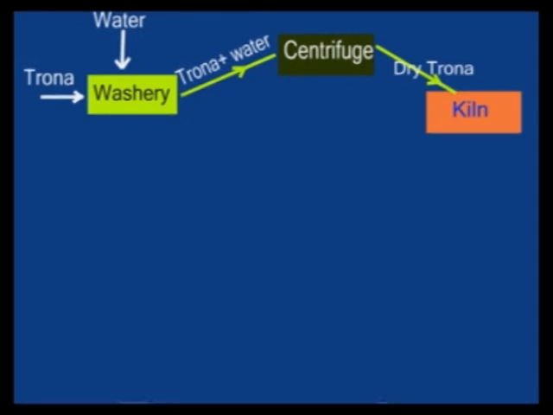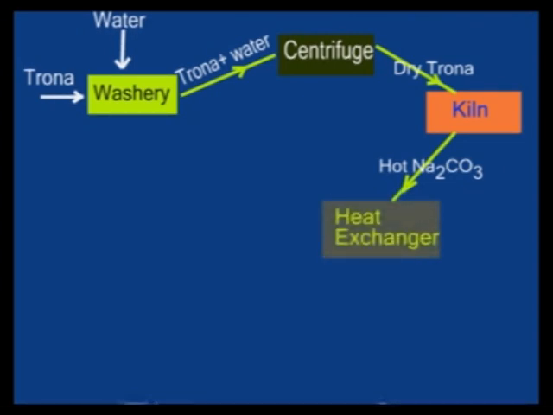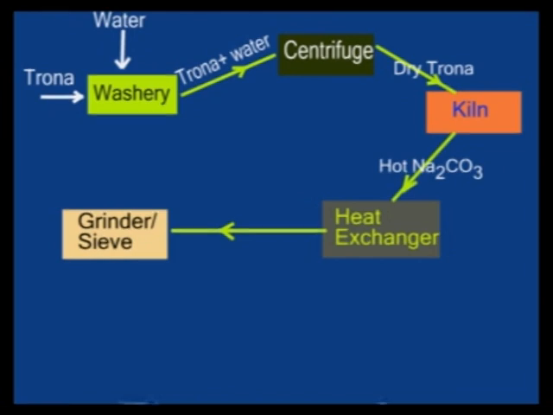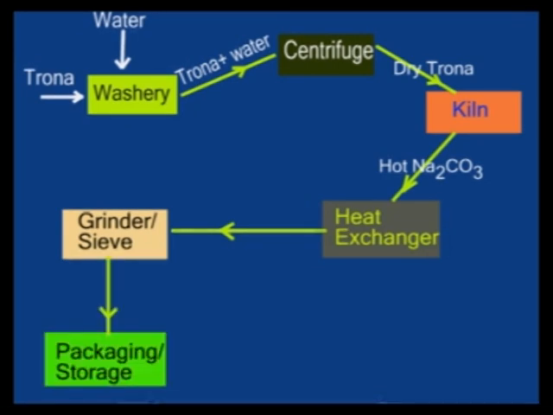Now the kiln heats the dry trona to 300 degrees Celsius. So the sodium hydrogen carbonate decomposes and what comes out is sodium carbonate. The sodium carbonate is taken to a heat exchanger where it is cooled. Now once it is cool, the sodium carbonate is taken to a grinder where it is ground into powder, it is sieved, and then finally it is packaged and stored ready for market.